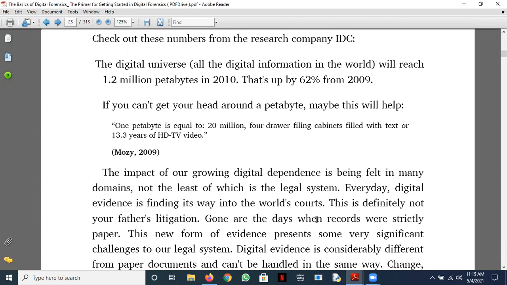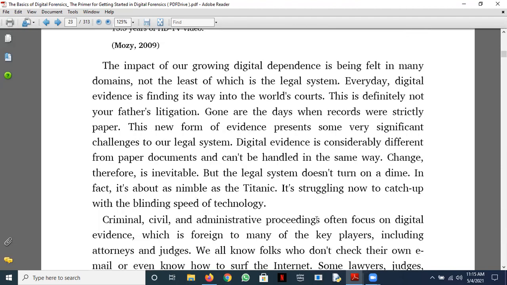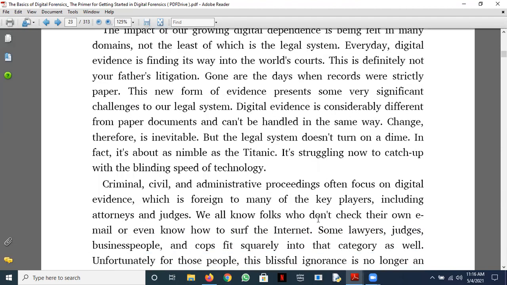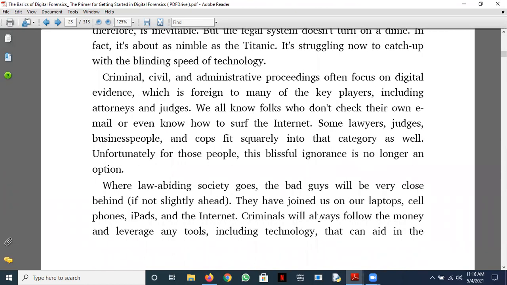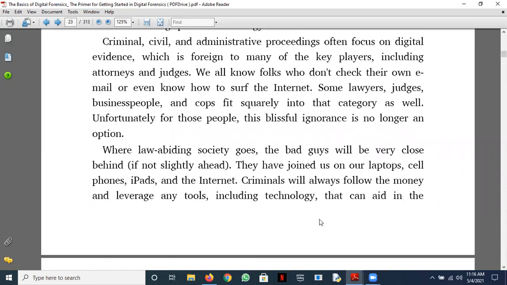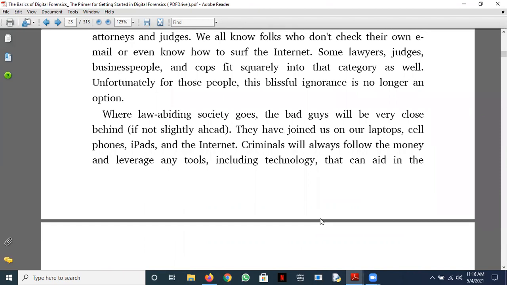So you see, digital evidence is finding a way into the world's courts. Previously, we had human evidence. Somebody would vouch that I've seen this person committing this crime, or I saw him around the crime scene. But now the courts are also relying on digital evidence. So digital evidence is also very important. That's what we are going to learn in this subject: digital forensics, digital evidence gathering, presenting, and all.